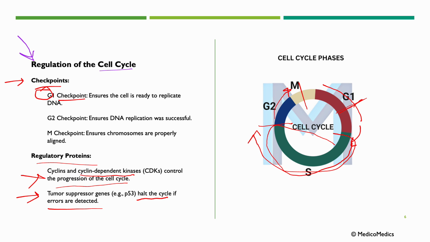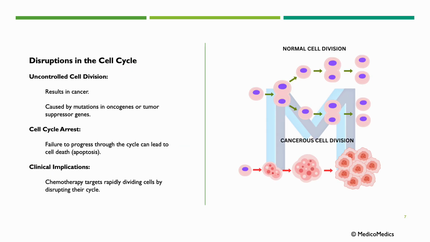Now, what happens when these regulatory mechanisms fail? Let's explore a bit the disruptions in the cell cycle. What we could have is uncontrolled cell division. This would then result in cancer, caused by mutations in oncogenes or tumor suppressor genes.